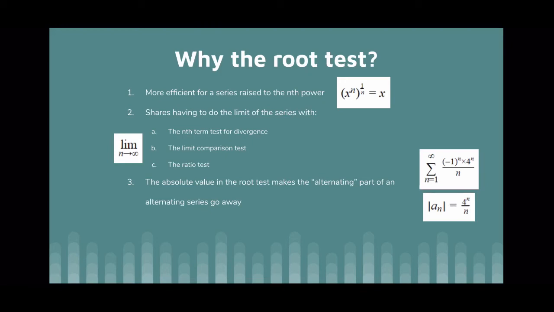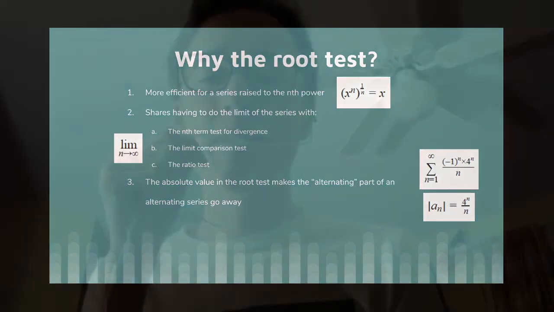Another attribute the root test shares with other tests is the idea that you're taking the limit of the series as n approaches infinity. The nth term test for divergence, the limit comparison test, and the ratio test all do this as well. Finally, the absolute value in the root test makes the alternating part of an alternating series go away. As you can see to the right, the absolute value of this series simply got rid of the -1 to the n, making it a simpler series to evaluate.